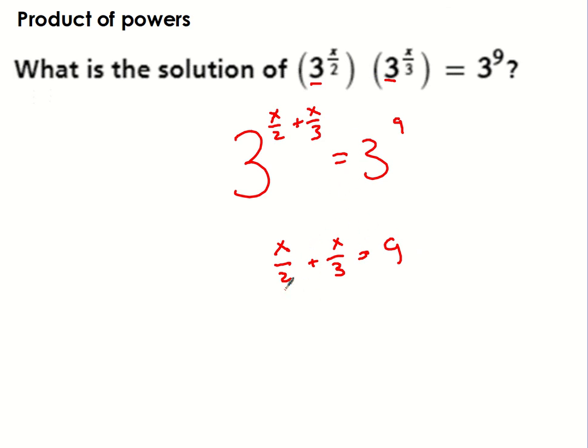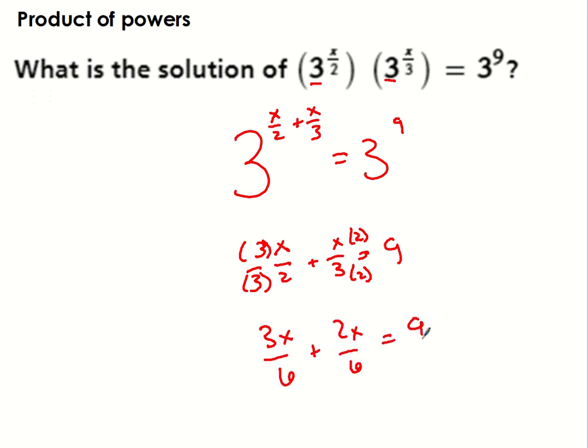Well, I don't have a common denominator here. And when we want to add fractions, I have to have a common denominator. So I'm going to multiply this one by 3 over 3, and this one by 2 over 2. I'm multiplying them by 1, so I'm not changing the value. So that's going to become 3x over 6 plus 2x over 6, and all that's still equal to 9. Now that I have a common denominator, you just keep that denominator and add them up. So I get 5x over 6 equals 9, and now I have a simple equation to solve.